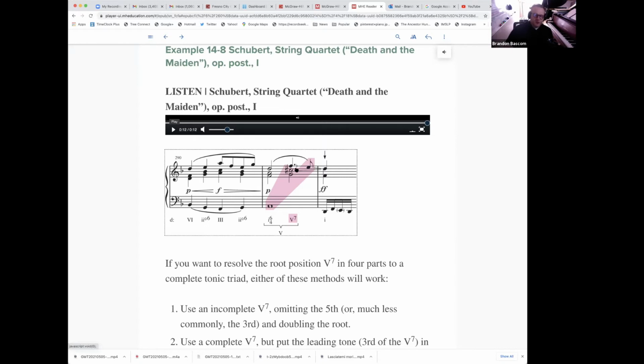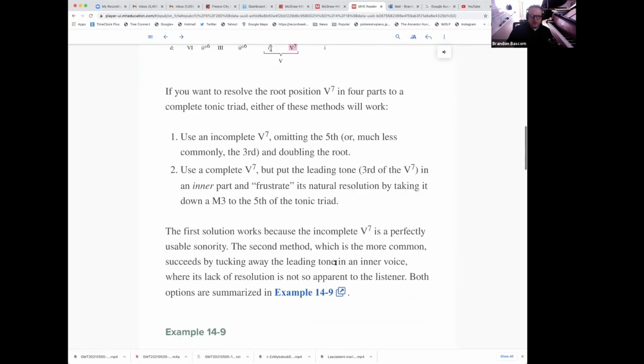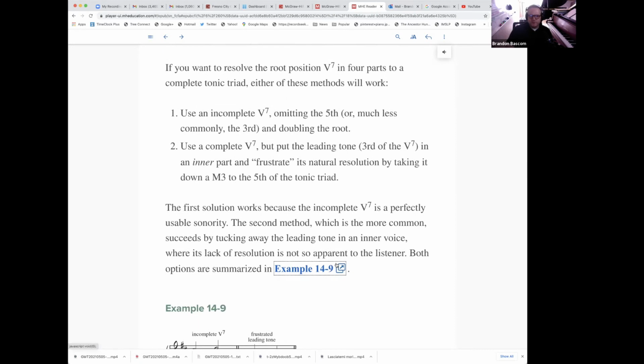If you want to resolve the root position 5/7 in 4 parts to a complete tonic triad, either of these methods will work. Use an incomplete dominant seventh, omitting the fifth, and double your root. Use a complete dominant seventh, but put the leading tone, the third of the dominant seventh, in the inner part and frustrate its natural resolution by taking it down a major third to the fifth of the tonic triad.